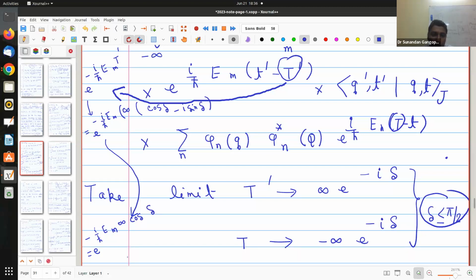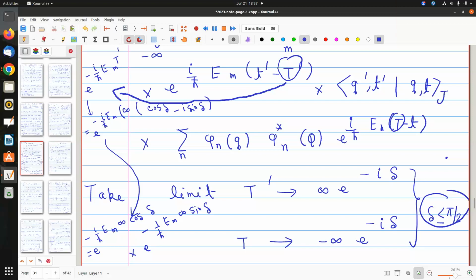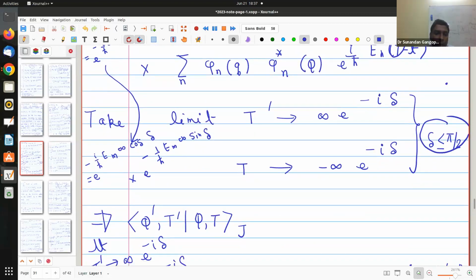So this times e to the power of, let me write down the next term. If you look carefully, you have a minus of i and a minus of i. So if you multiply both these things out, what you will get is minus 1 by h bar Em infinity sine of delta. So now you can see that the first term, a product of this term times this term, is an oscillatory term. So let us forget about this term. The term which is important is this one.